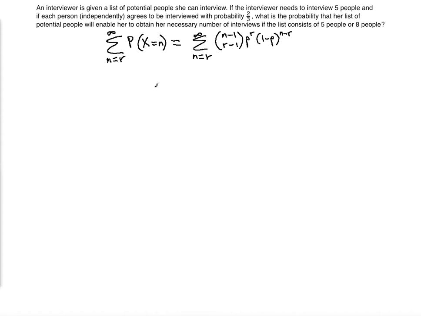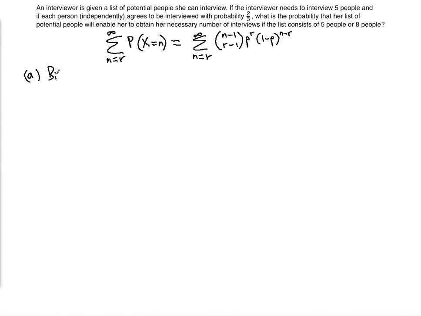So, part A. We have to find the probability that she will interview 5 people if she has 5 people on the list. This one is fairly easy. You can use negative binomial or you can use a regular binomial.